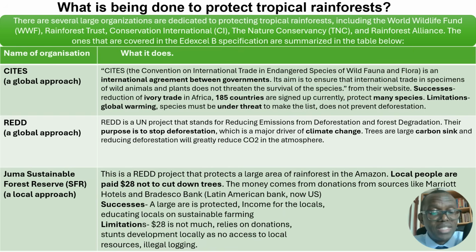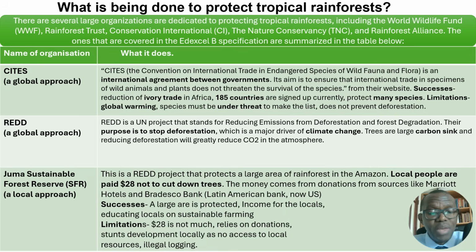And one is that a large area of the Amazon forest is protected. Also, this particular project is generating income for the locals, and is also educating those locals on sustainable farming. Now, if they're educated on sustainable farming, their farming practices will ensure that they are not harming the rainforest in the Amazon. Then we have limitations here.